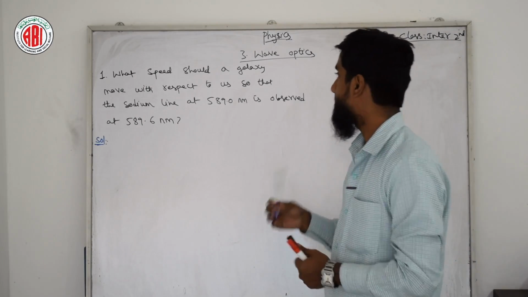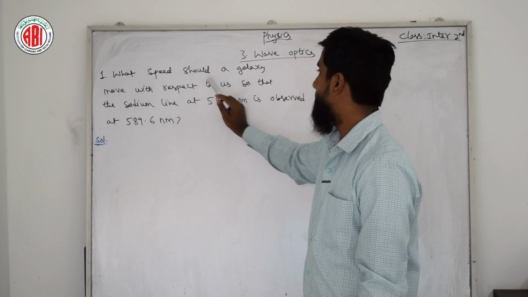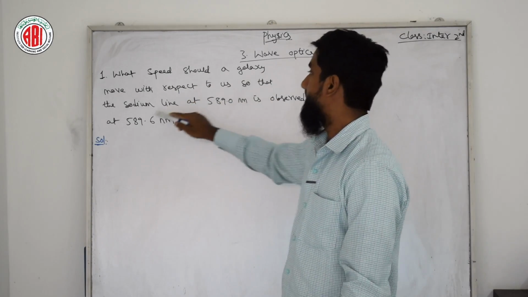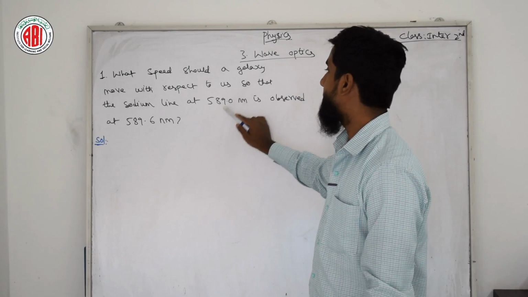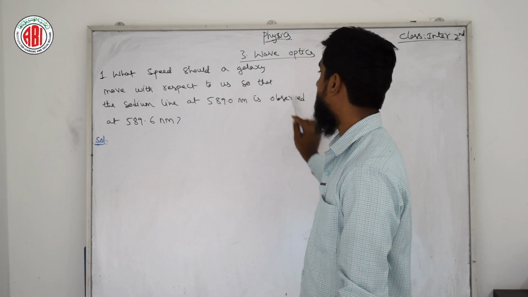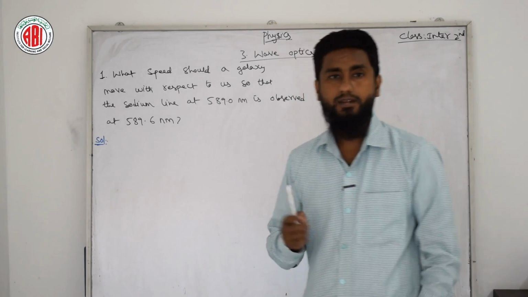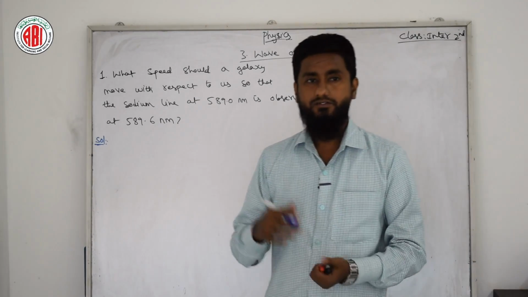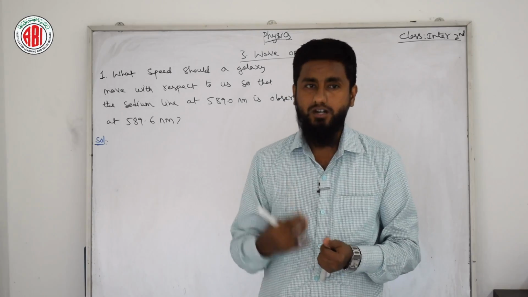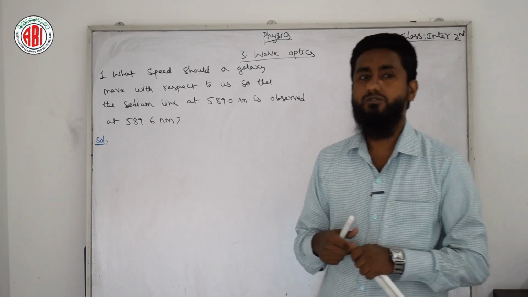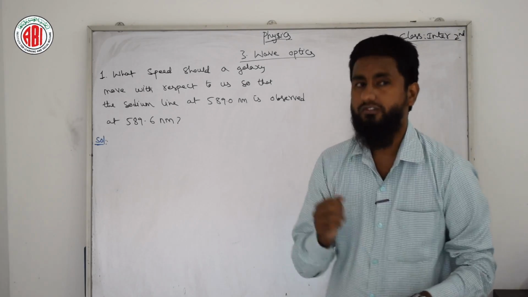Now you can see the question on the board. What speed should a galaxy move with respect to us so that the sodium line at 589.0 nanometer is observed at 589.6 nanometer? That means there is a galaxy which is moving with respect to us. What should be the speed of the moving galaxy? That means the moving galaxy's speed we need to find out.